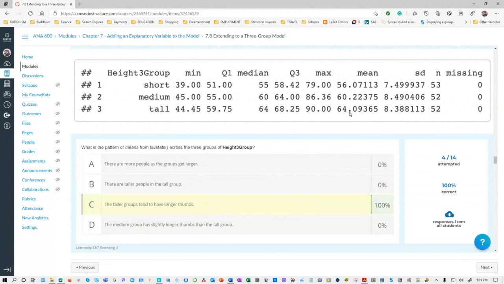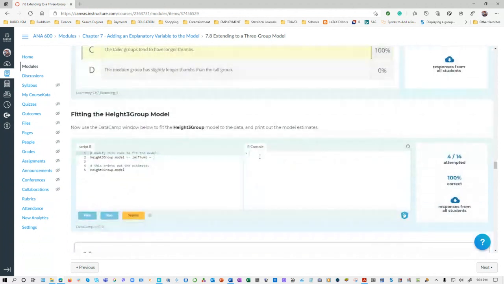Taller groups tend to have longer thumb lengths. These are thumb lengths. For the tall group, 64 is the average thumb length. For the medium group, 60 is the average thumb length. For the short group, around 56 is the average thumb length. Now fit the height 3 group model.